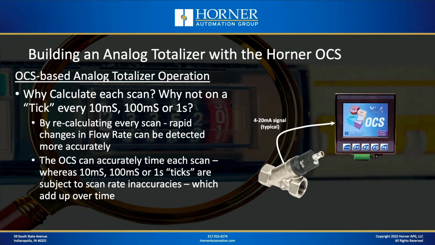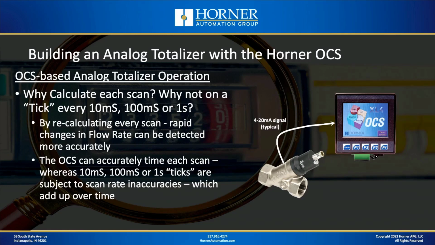Some of you may be thinking, wouldn't it be easier instead of calculating scan rate? Most of you know that there's a 10 millisecond, 100 millisecond, and 1 second tick available in Cscape when you're configuring your OCS or programming. Why not use that? Well, with that particular tick, there can be some variations based on scan rate. In most applications, that's not a big deal. But in an application where you're trying to accurately calculate volume, those little inaccuracies can make a difference over time. So in our application today, we're not going to use the ticks as our indicator of time.